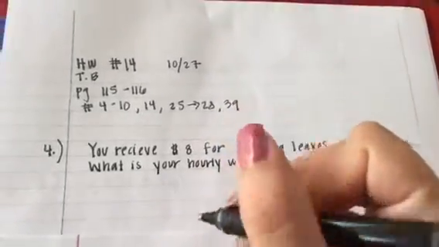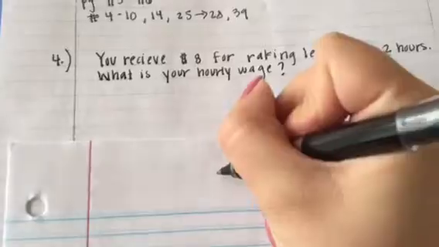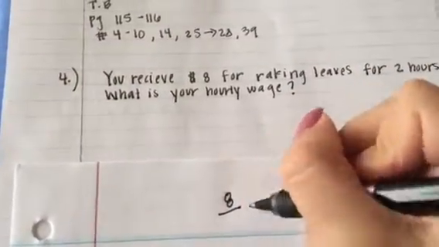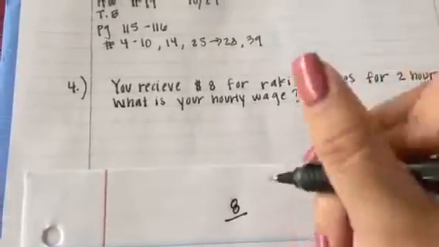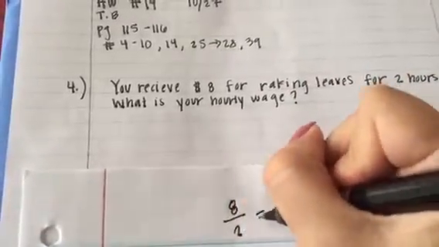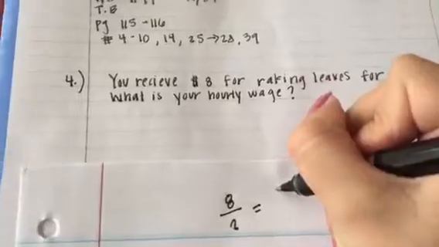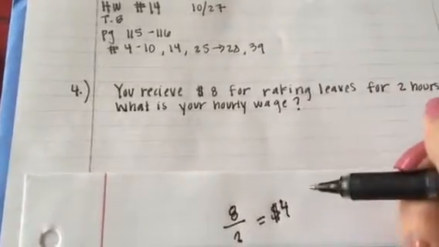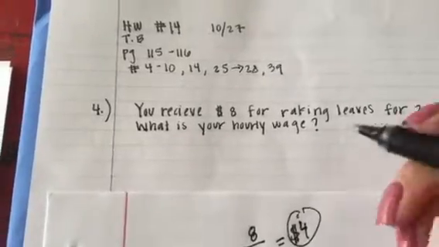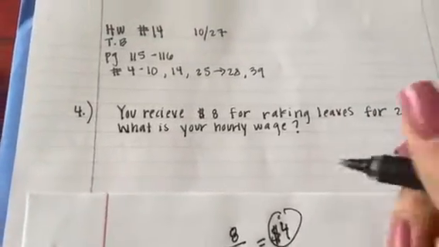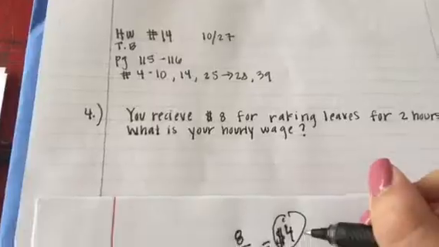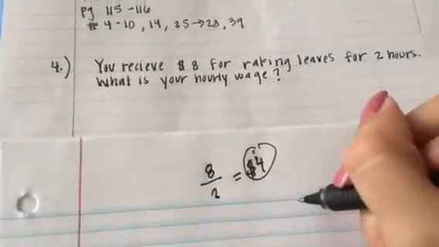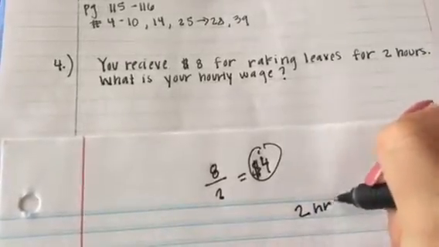We can do 8 divided by how many hours are we working? 2, right? 2, and that'll give us 4. So that means that this person is earning $4 per hour. And if we check our math, it makes sense because this person is working 2 hours, right?